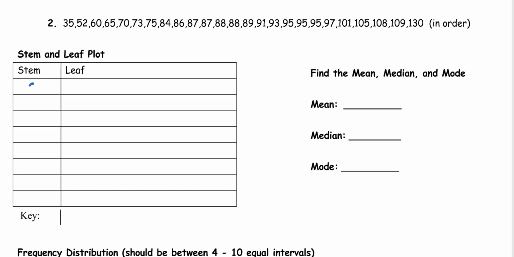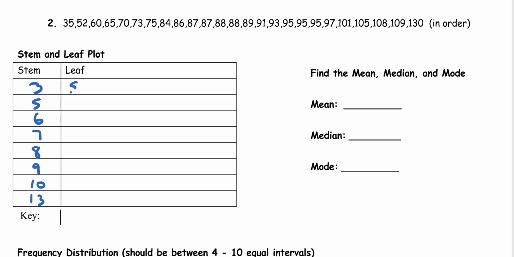So I'm going to put a 3 here, and then a 5, and then a 6, and a 7, 8, 9, 10, and then there's no 11 or 12, so I'm going to put a 13 here. That's my stem, and then my leaves are going to be the single digits. So I'm going to put them in quickly here.